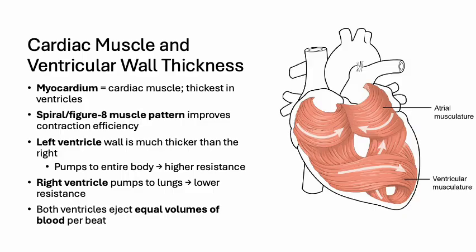This structural difference is a great example of form following function. The heart adapts its design to meet the mechanical demands of each circuit, right side for volume, left side for pressure, and both sides must work together perfectly to keep the blood moving smoothly and continuously.